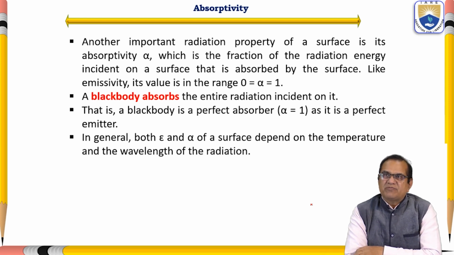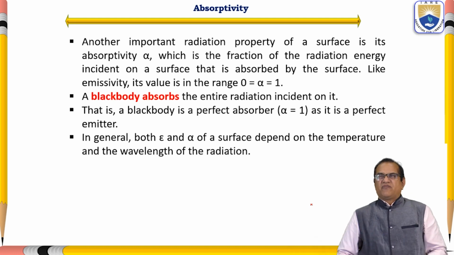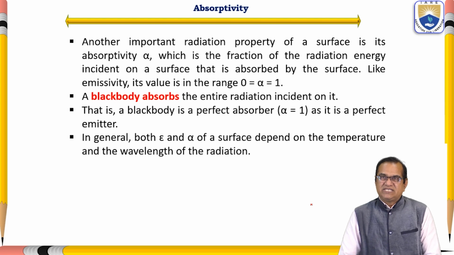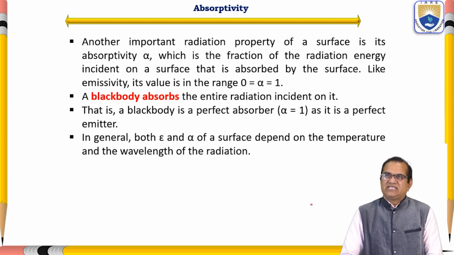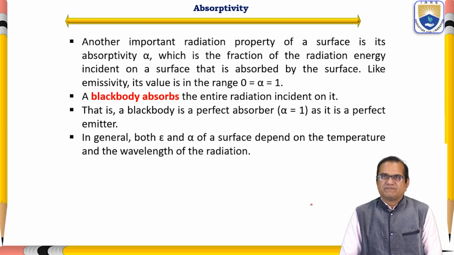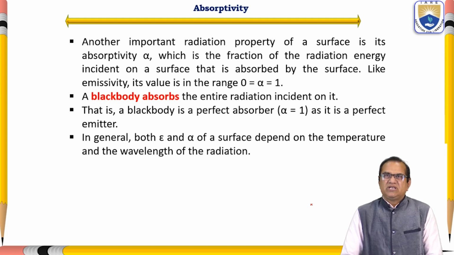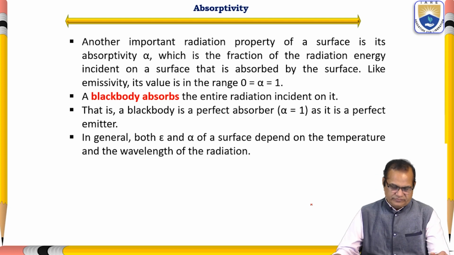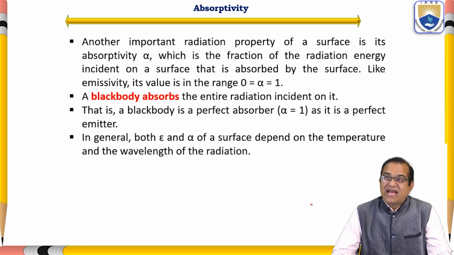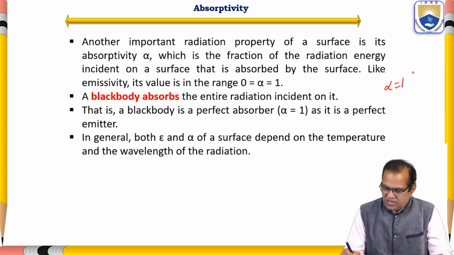Another important radiation property of a surface is its absorptivity alpha, which is the fraction of the radiation energy incident on a surface that is absorbed by the surface. Like emissivity, its value ranges from 0 to 1. A black body absorbs the entire radiation incident on it. So if it is a black body, everything will be absorbed. That is, a black body is a perfect absorber where alpha is equal to 1.